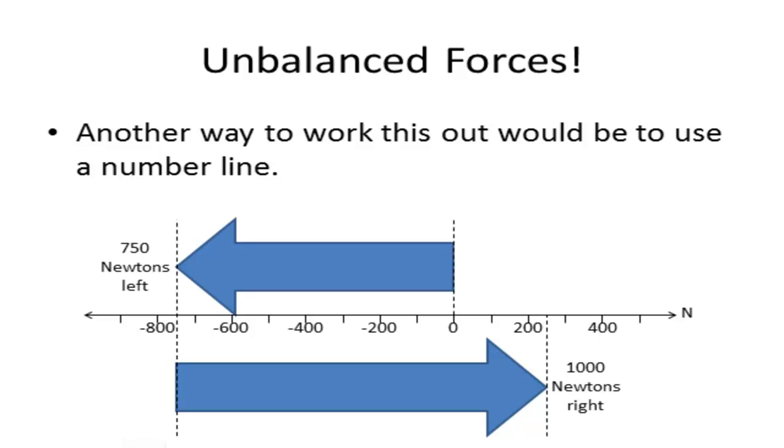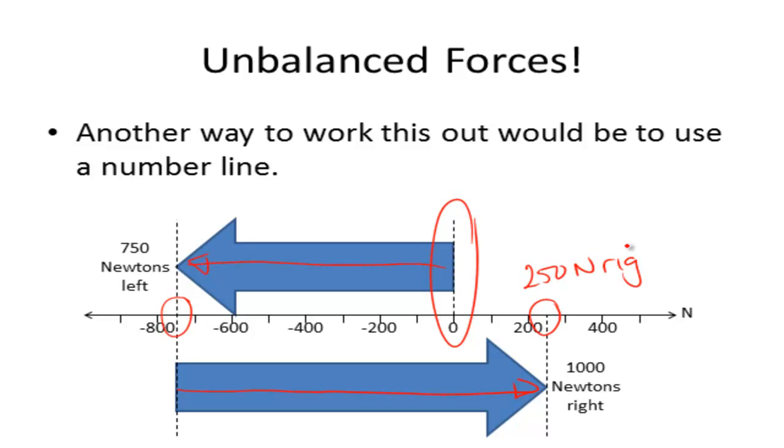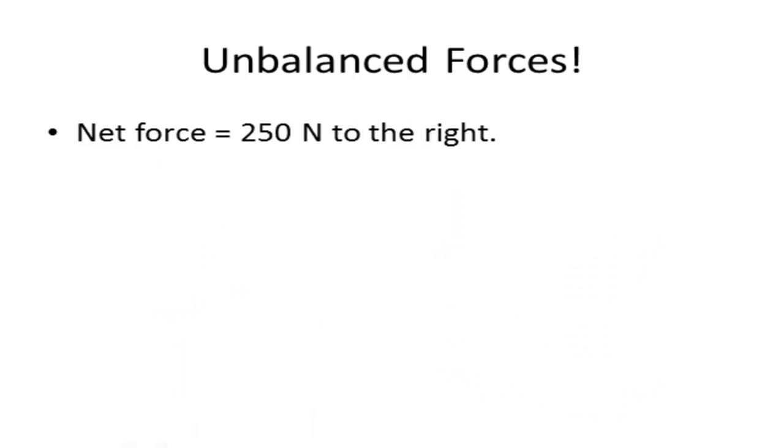So when we have a look at that, another way of thinking of it is to have a look at a number line. So we start with our forces here at 0 newtons. Here we have our 750 newton force to the left, which takes us to this point here, which we'll just call negative 750, because we're calling left the negative direction on this number line. From that point, we add our force of 1000 newtons to the right, and what that does is it gives us an answer here of 250 newtons to the right. So we have that net force of 250 newtons to the right.